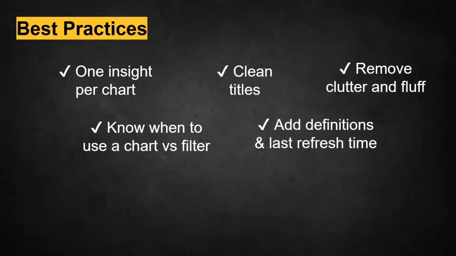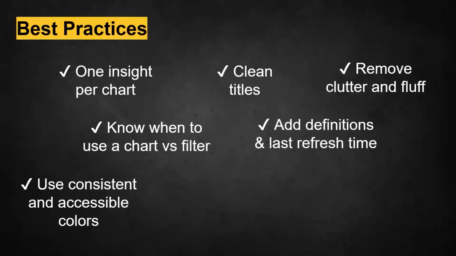Add the definitions and last refresh date. It's always good to have definitions on your chart so that you know later on what you used and your consumers are also aware. Be consistent in using color coding. So if your green means schools of excellence, it should mean schools of excellence in every visual that you use. And try to use accessibility-friendly colors. If not, try to use alternate text or try to use shapes in your visuals.